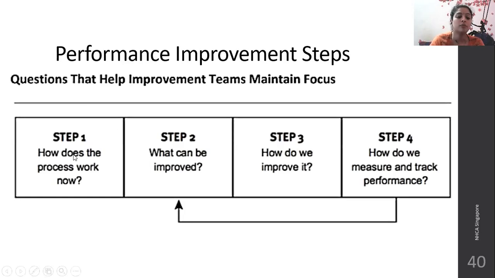How does the process work now? What is the current situation? Something is wrong, you identified it, so what can be improved? You identified the areas that are lagging behind. Then how do you improve it? You put your thoughts into actions here, and then how do we measure and track performance? After putting in new actions, you check if it is working properly or not, and again it goes back to step 2. If, while tracking the performance, you find you are still not doing well, how can further improvements be made?